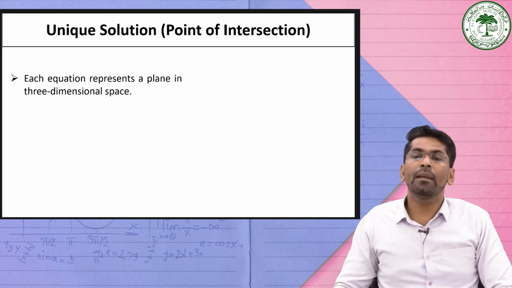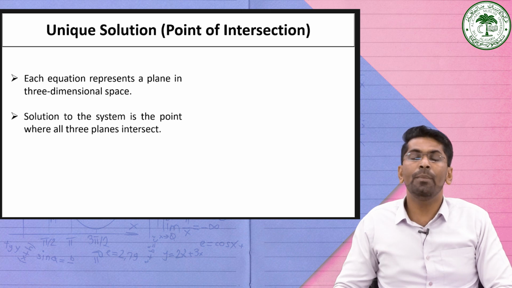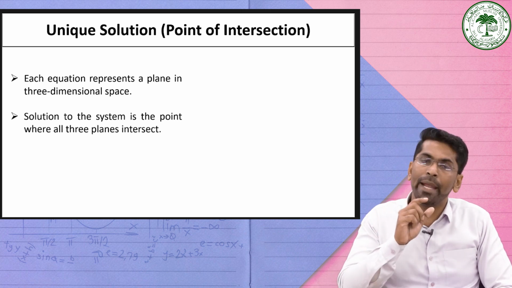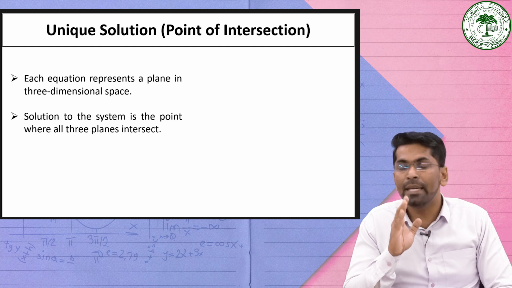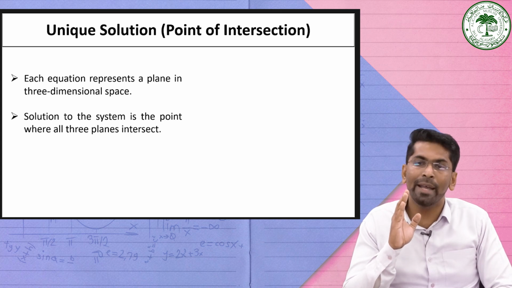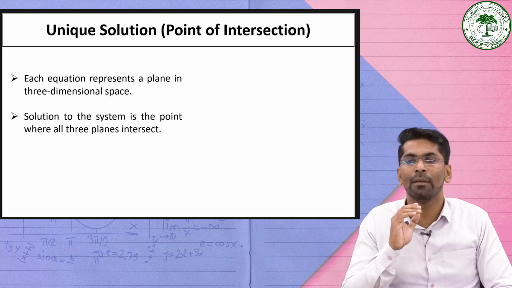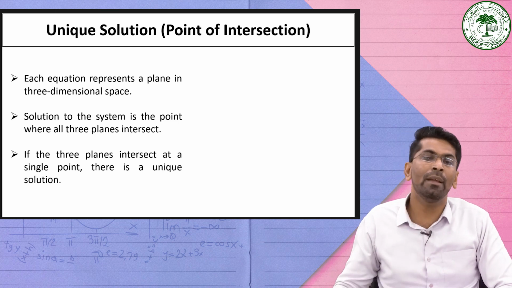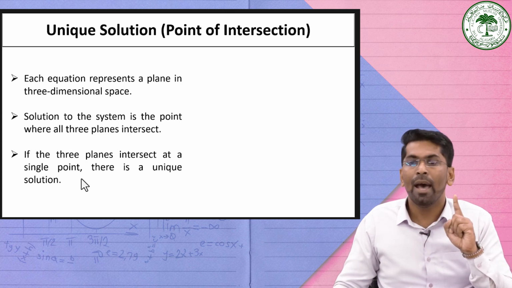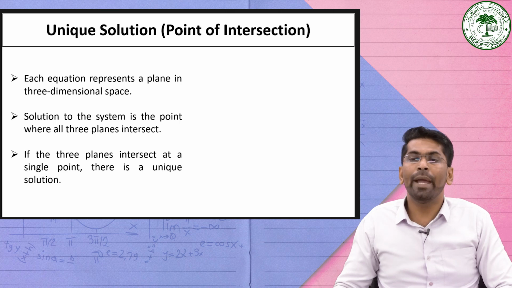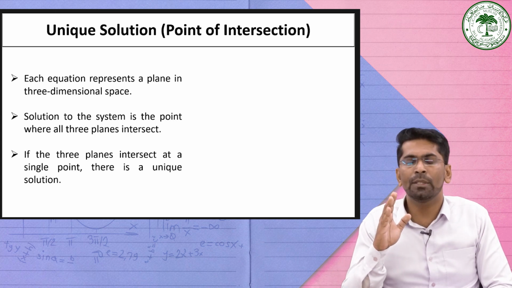When you have three planes corresponding to the system of three linear equations, then the solution of the system is the point where all the three planes intersect. If the three planes are intersecting at a single point, then we have a unique solution to the system. Otherwise, there is no unique solution. So this point represents x, y, z that satisfy all the three equations simultaneously.